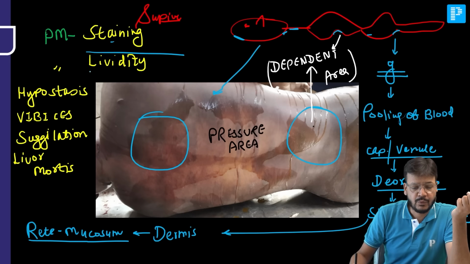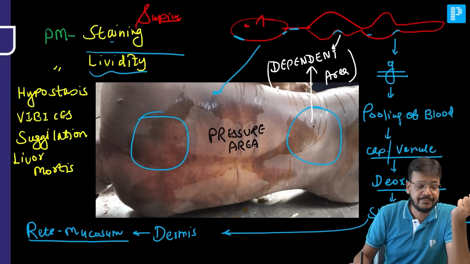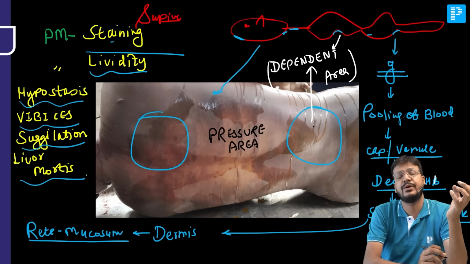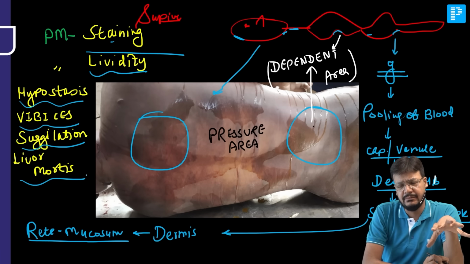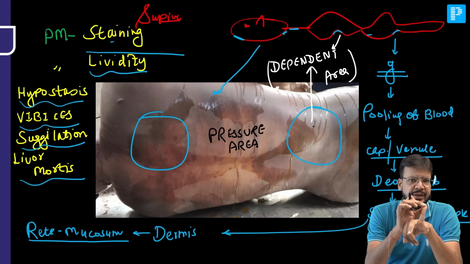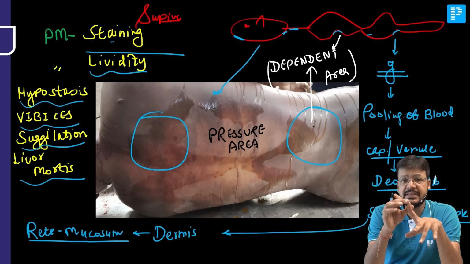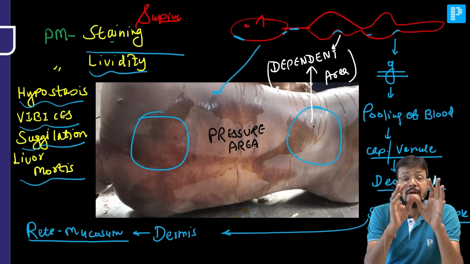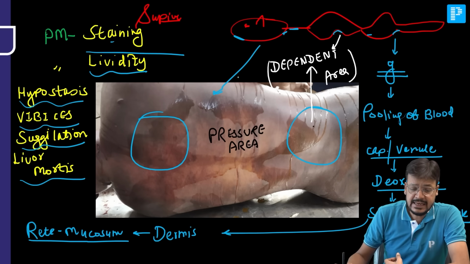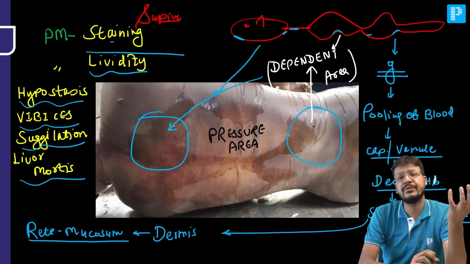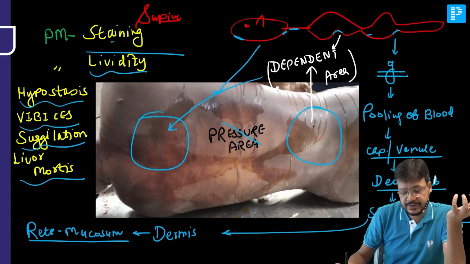Postmortem staining, what are the other names? Postmortem lividity, hypostasis, vibices, sugillation or livor mortis. My dear friend, these are the names: postmortem staining, postmortem lividity, hypostasis, vibices, sugillation. Friends, these are seen in the dependent part of the body. These are absent from the pressure area.